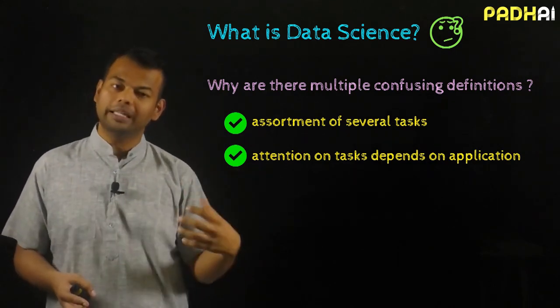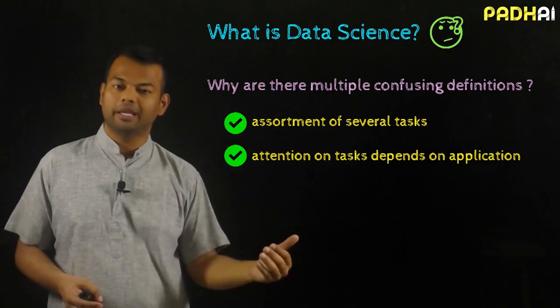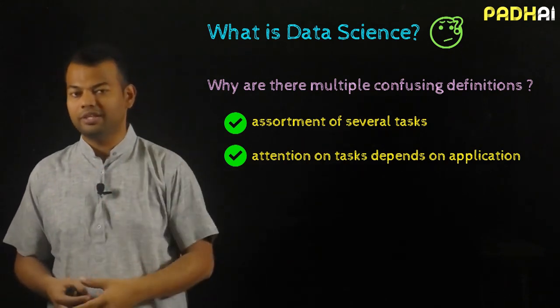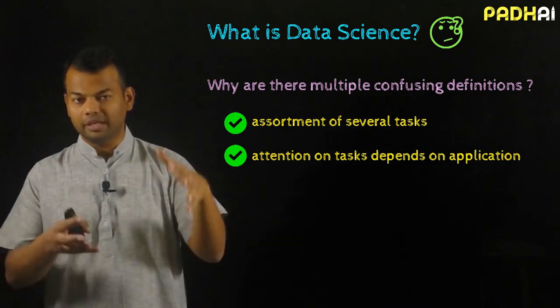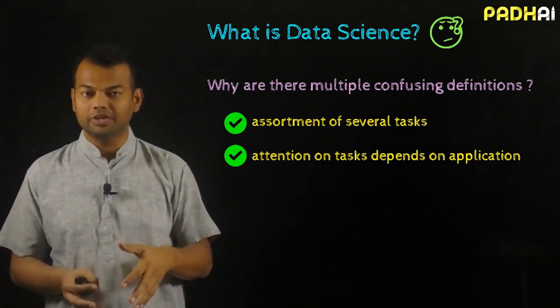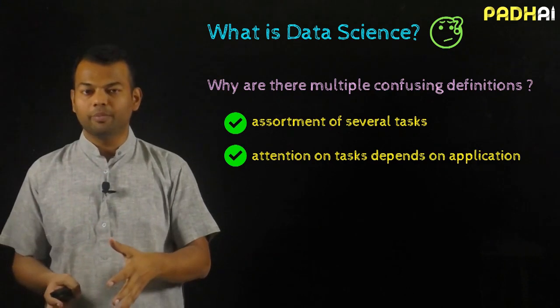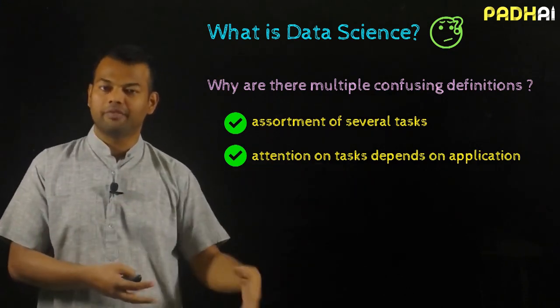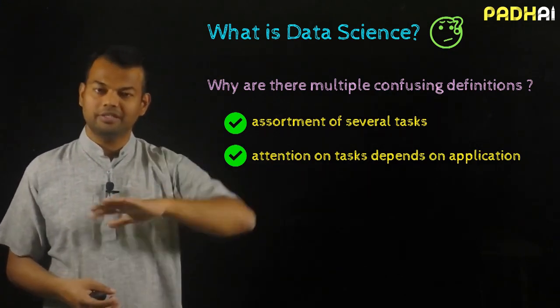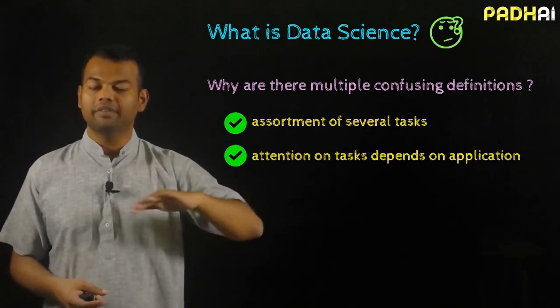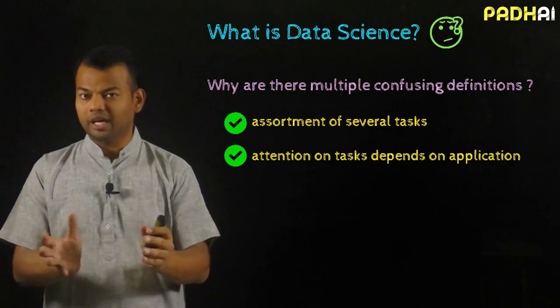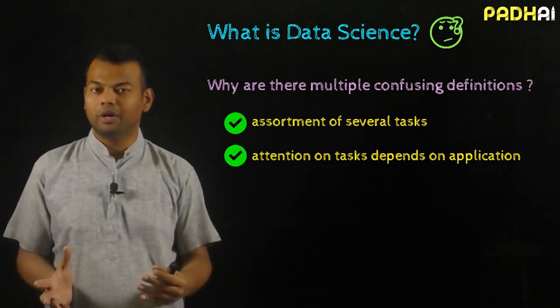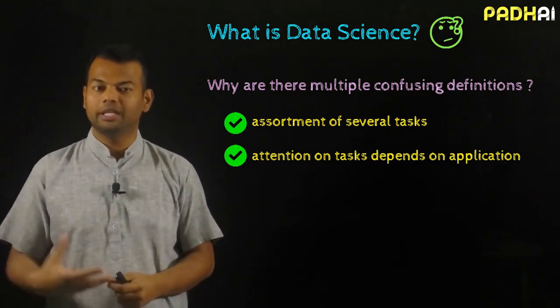And also, more importantly, from application to application, as well as the environment or the organization that you're working in, the importance of these tasks changes. So in some environments, in some applications, a particular task may be more important. In other applications or environments, another task may be more important. So there's this uneven importance of these different tasks, and hence there's confusion: if I'm just doing this task or these two tasks, is it still called data science or not? So we'll try to clear that confusion.